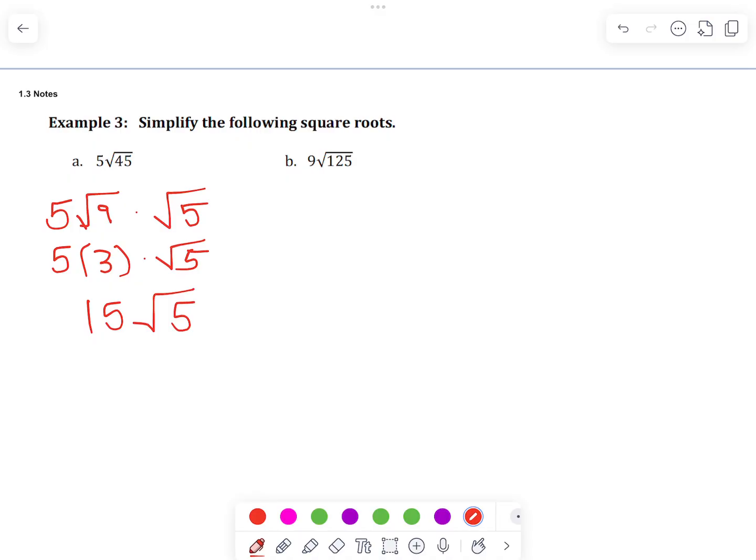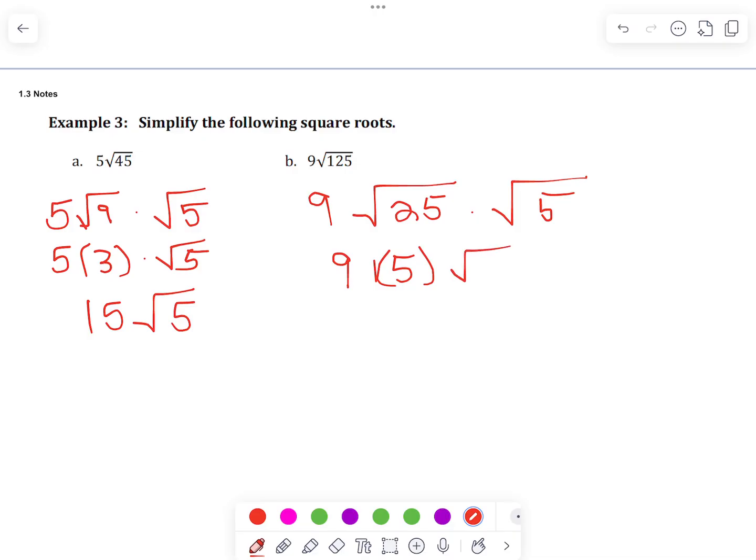All right, the second example, we break apart 125 into two radicals using our product property. We get 25 and 5. And then the square root of 25 is 5. And then 9 times 5 is 45. And then we leave the square root of 5 alone.